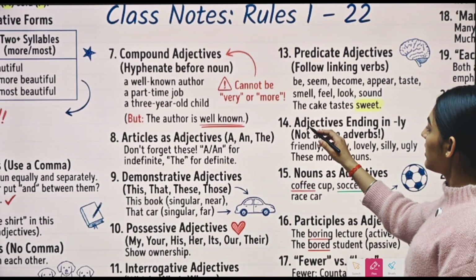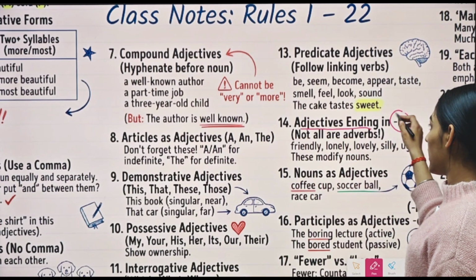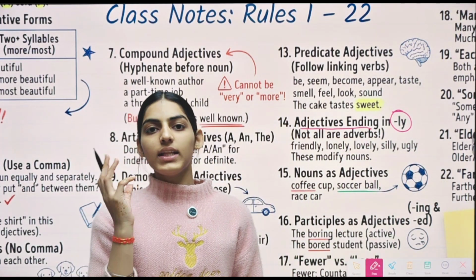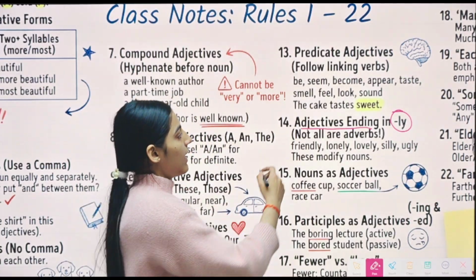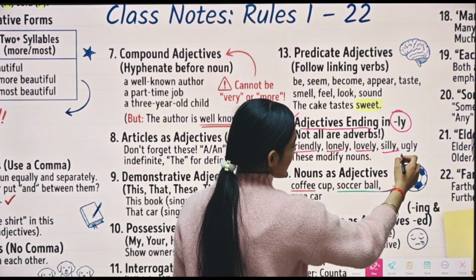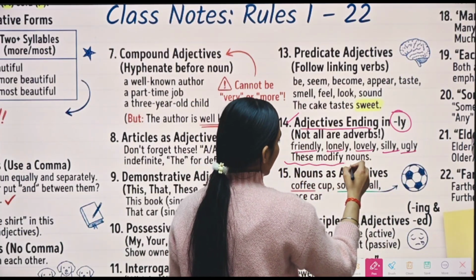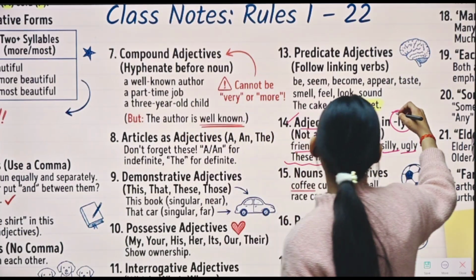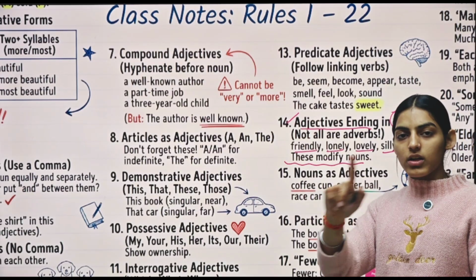Then we have rule number 14, adjectives ending with ly. Not all the words ending with ly are adverbs. Some are adjectives, which are friendly, lonely, lovely, silly, ugly. These are modifying nouns, which you can see, and they are ending with ly. Don't get confused, they are not adverbs.